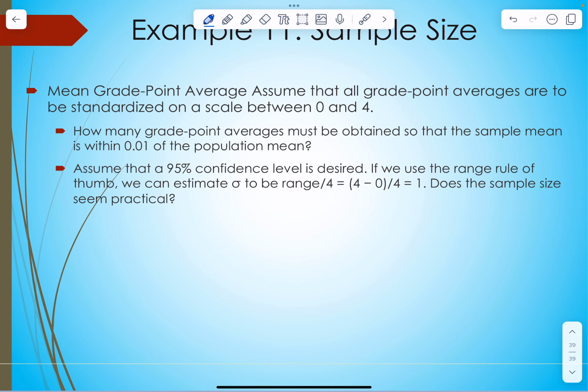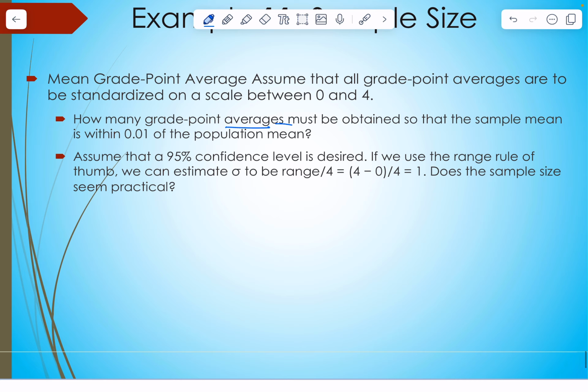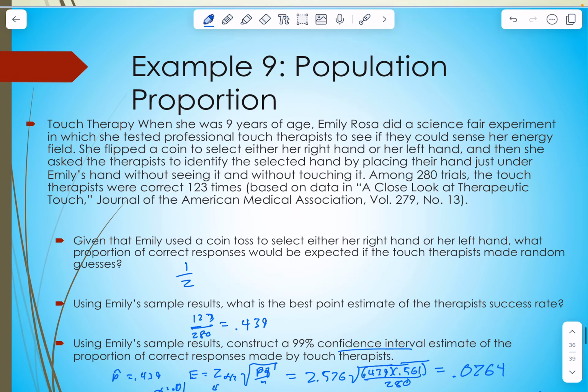Mean grade point average, assuming that all grade point averages are to be standardized on a scale between 0 and 4. How many grade point averages must be obtained so that the sample mean is within 0.01 of the population mean? So these are grade point averages. So I'm going to use n equals, let's go find the formula again.